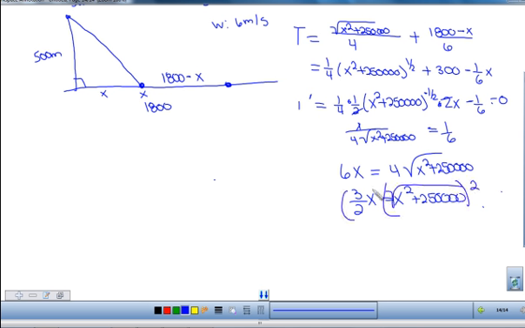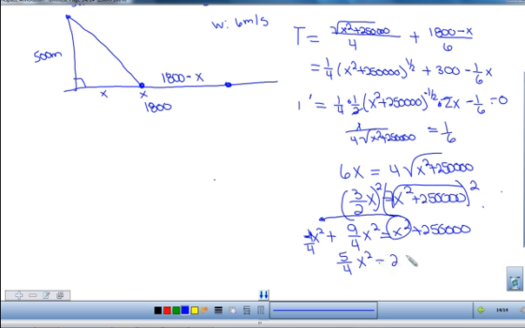squared both sides. So we get 9/4 x squared equal to x squared. So subtract 1. Okay, so we're subtracting. So we need a common denominator of 4. So that would be 5/4 x squared equals, so x is 447.213 meters.